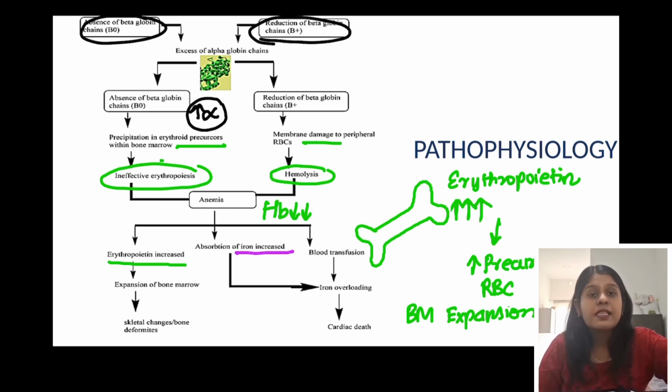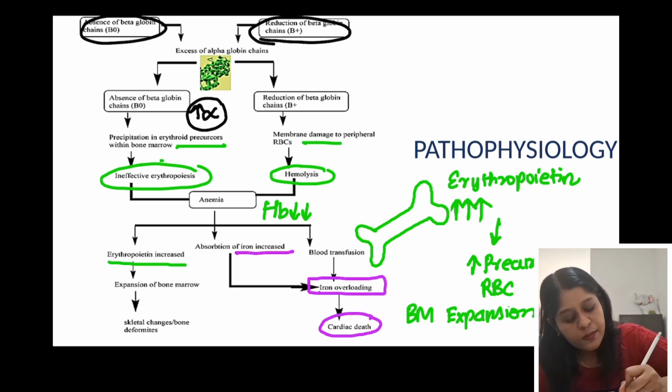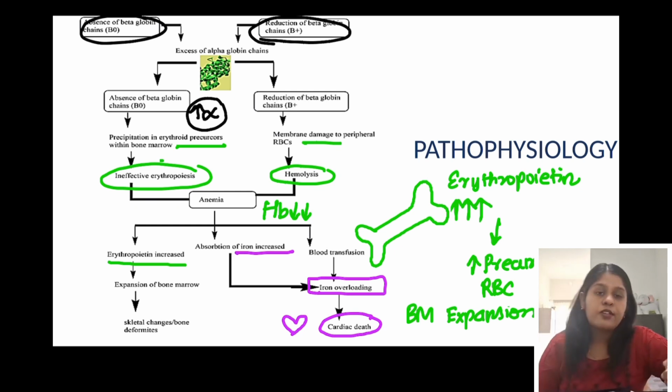Also, when the anemia is below the lower limit, we always transfuse these children, and because of the transfusion the children will have iron overload features, which can cause deposition of iron in the cardiac muscles, which can lead to cardiac death in these patients.